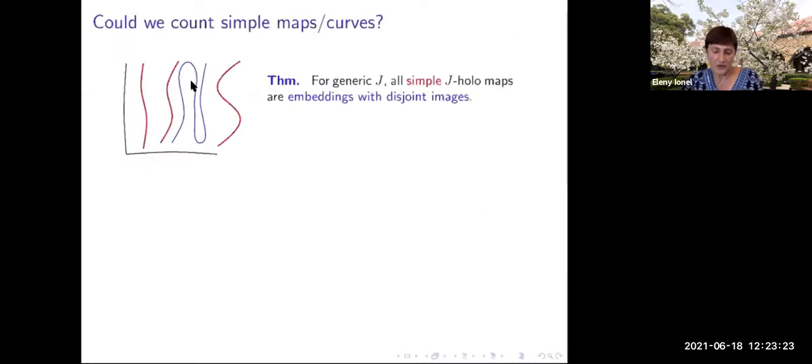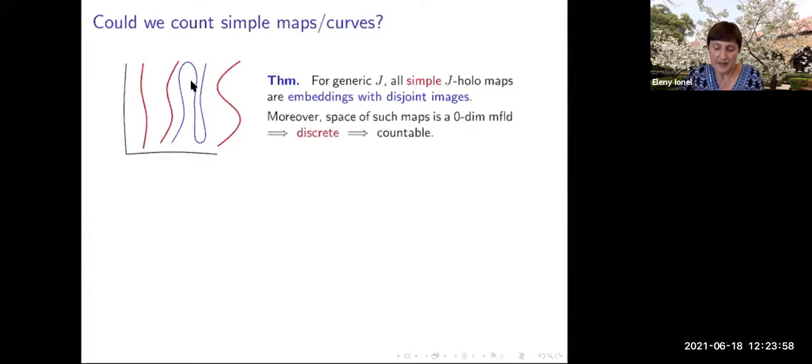All right. So the first question is, how can we count simple maps, or if you prefer, curves? There were various perspectives, but can we count them? The first result, which is standard, is that again, we're in a Calabi-Yau threefold. For generic parameter J, all the simple, meaning not multiple covered, J-holomorphic maps are embeddings with disjoint images. So if you look at the picture in X, you see all these embedded curves, disjoint from each other.